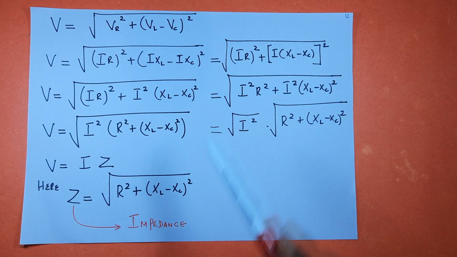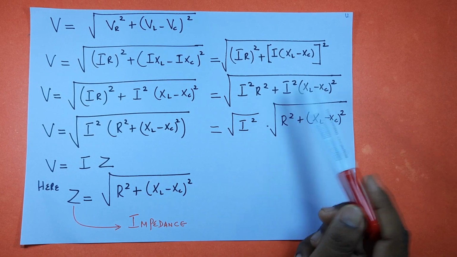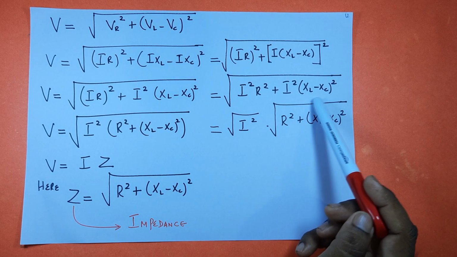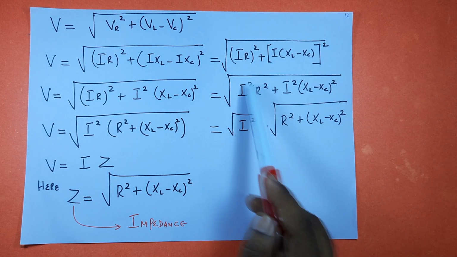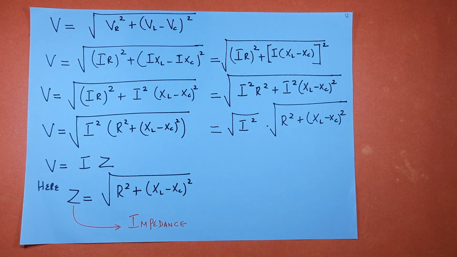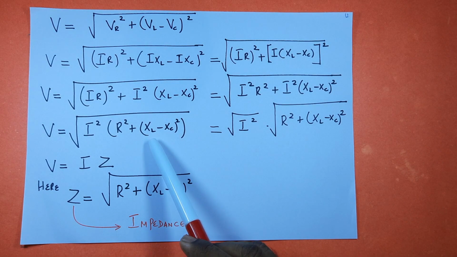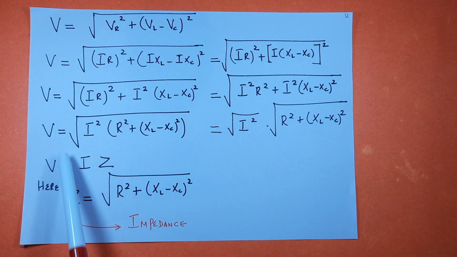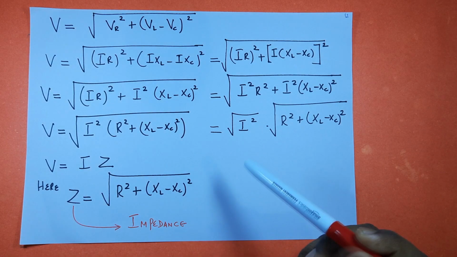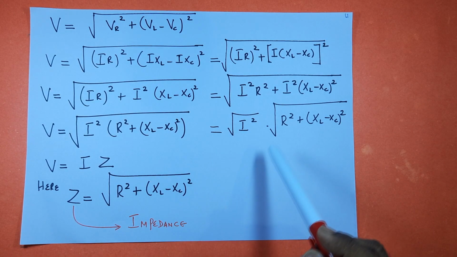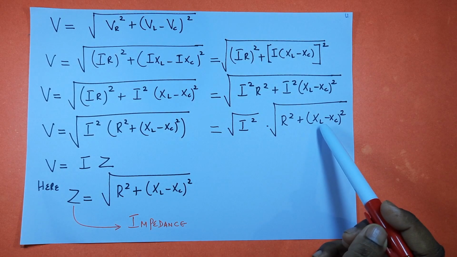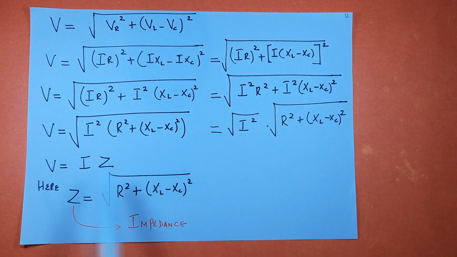Now you square this term. V equal to square root of I square R square plus I square XL minus XC the whole square. So I square is common, you can take it outside. V equal to square root of I square into R square plus XL minus XC the whole square. Now I split this square root into two parts: square root of I square times square root of R square plus XL minus XC the whole square. So hence V equal to I into Z. Again this is Ohm's law with respect to the AC circuit.